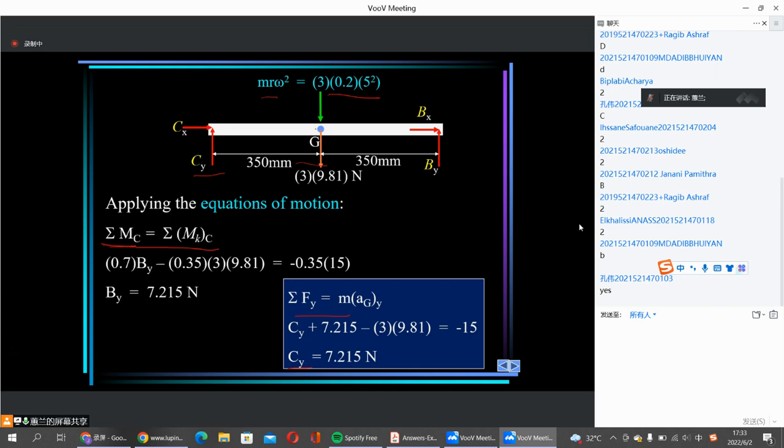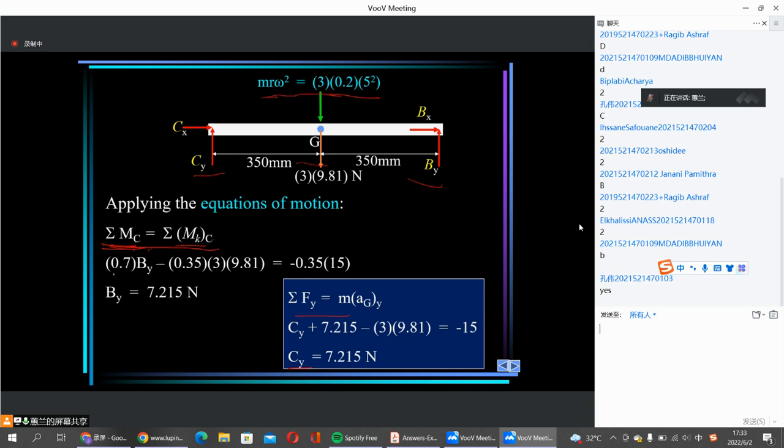You can choose point G, but if you choose point G, CY and BY will both still appear. But if you choose C, there will be only BY, one unknown in the moment equation, right? That's why we take C. When we take C as the moment center, the moment of the real force system about point C should equal the moment of the kinetic force system about point C.